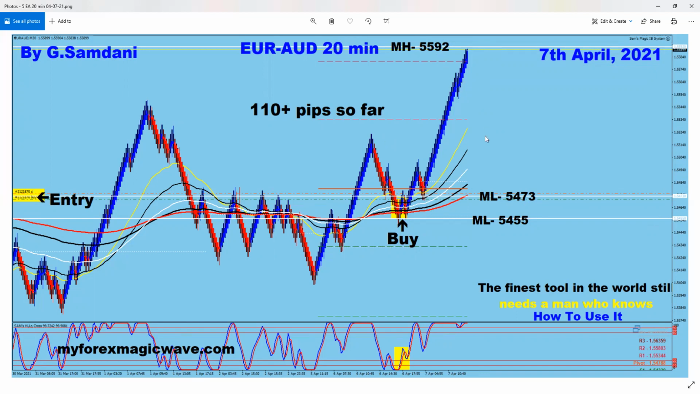And then again, it was far from the yellow line. So I said, okay, I'm going to close it for 110 pips here and then wait for another drop and then another trade. That's what I said that I'm going to take, and I will show you in my next video. So here I am.